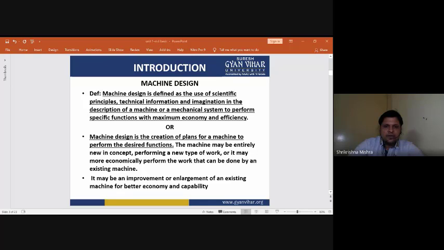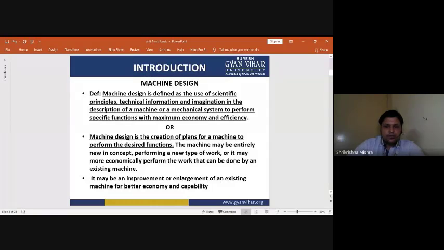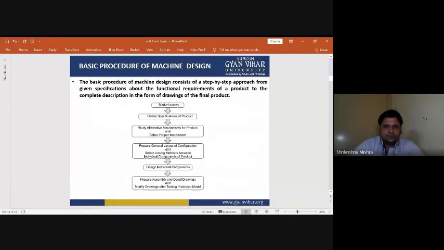Now, we can also say that machine design is the creation of a plan for a machine to perform the desired function. As I have already told you, it can be new in concept, performing a new type of work, or it can be an improvement on existing work. Or we can say that it may be an improvement or enlargement of an existing machine for better economy and capability. Now, coming into the procedure of machine design.